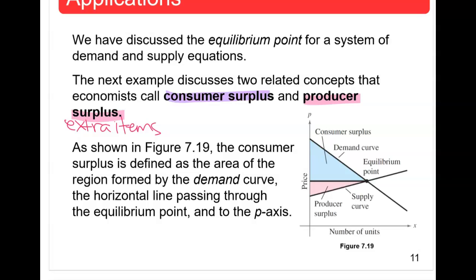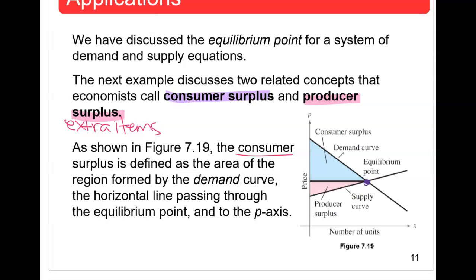So the consumer surplus, okay, let's just read that. The consumer surplus is defined as the area of the region formed by the demand curve, the horizontal line passing through the equilibrium point. Remember equilibrium point from revenue and cost? It was the intersection because it's where the cost is equal to the revenue. So here, the equilibrium point of demand and supply is where the two lines intersect.